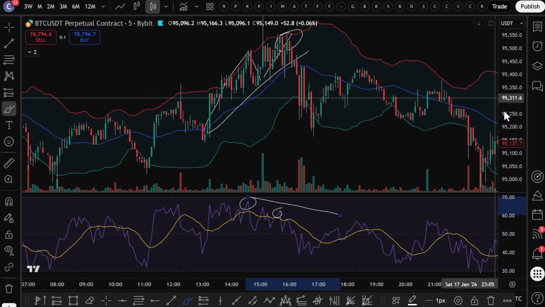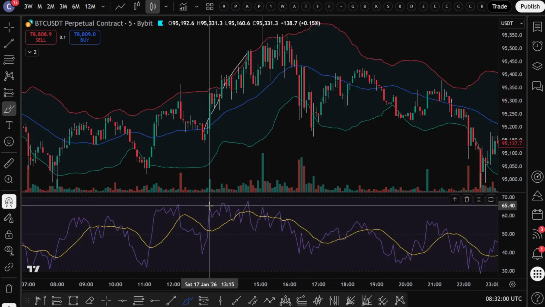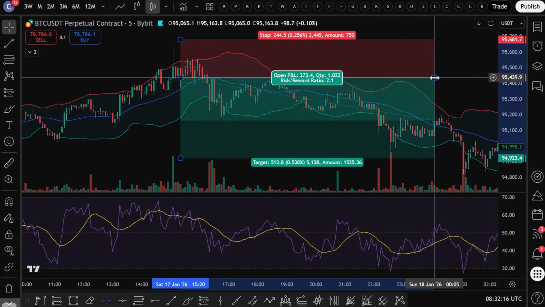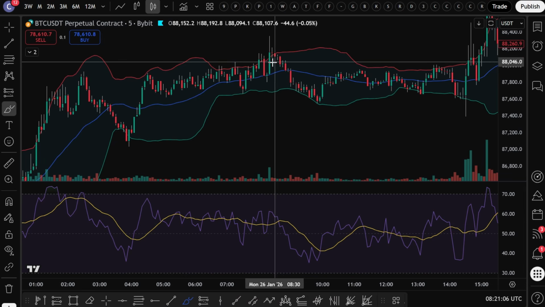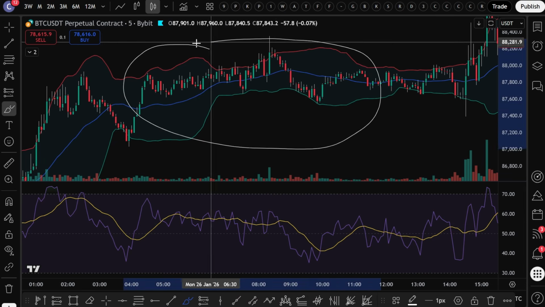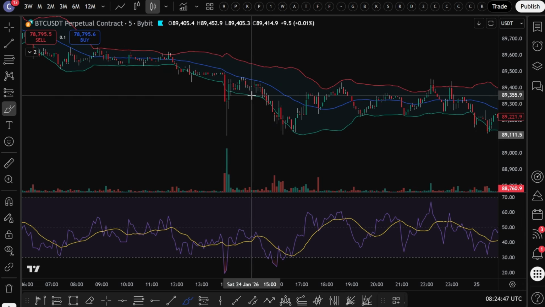Using the Bollinger Bands and the RSI at the same time, it's a very, very good strategy, and I've had so much success with that, as you can clearly see here. So now you understand exactly how this strategy works manually. But here's where it gets really interesting.